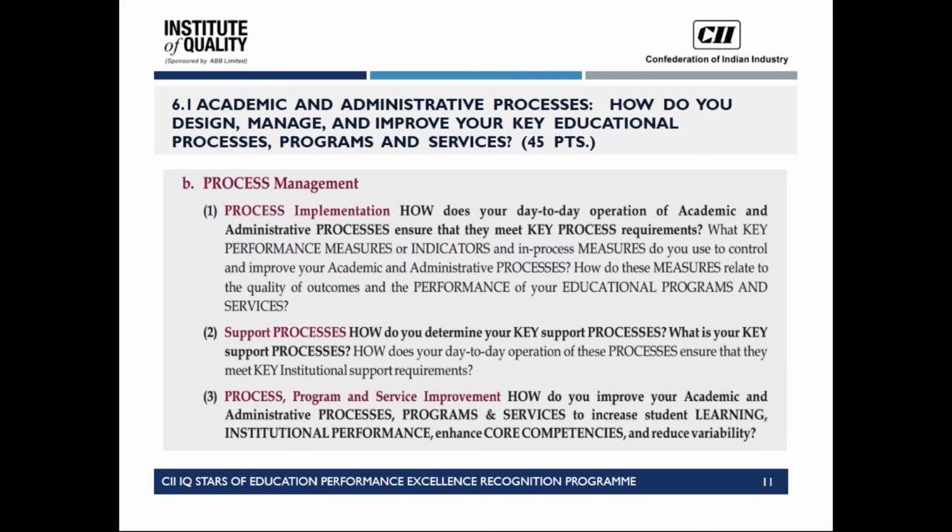Looking into the next area under the sub-criteria 6.1, process management. There are three areas again. Process implementation. How does the day-to-day operation of academic and administrative process ensure that they meet key process requirements? What key performance measures or indicators and in-process measures do we use to control and improve academic and administrative process? How do these measures relate to the quality of outcomes and performance of the educational programs and services?